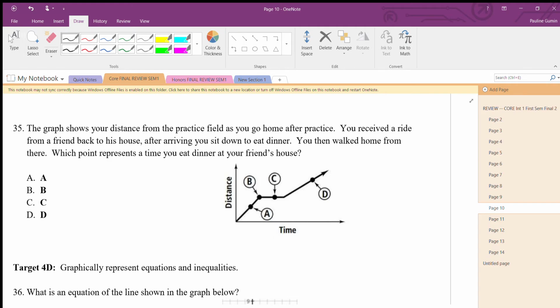So let's trace this story. First, you received a ride from a friend back to his house. Then you arrived. And then we sit down to eat dinner. So, our answer is letter C. Letter D, as you can see on the graph, that's you walking home.